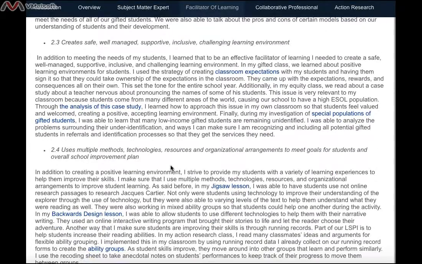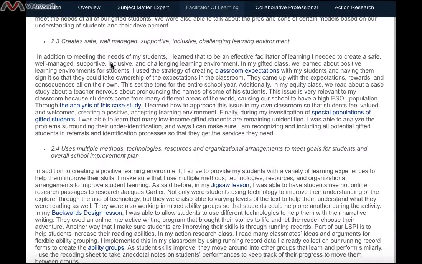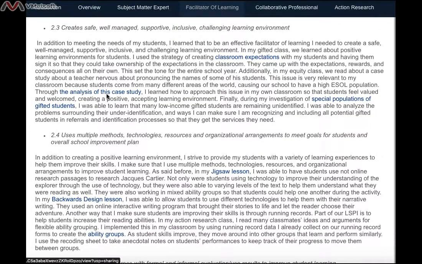2.3 is create a safe and well-managed, supportive, inclusive, challenging learning environment. The first thing that I put is our classroom expectations that we made this past year. The students came up with them all by themselves and then signed it, so they took ownership of the expectations, rewards, and consequences.